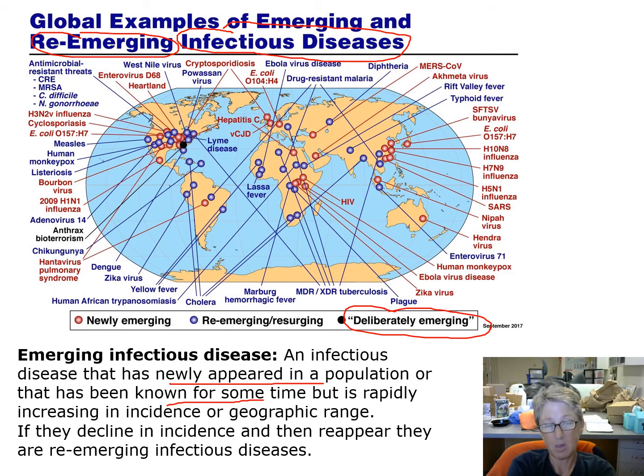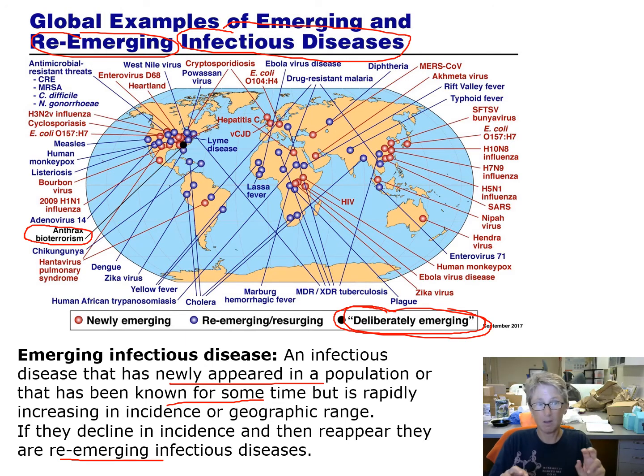So then if this disease that was emerging declined in incidence, so the number of new cases went down, and we all think we're safe, and then boom, comes back up, that would be a re-emerging infectious disease. And then this one is kind of interesting, deliberately emerging infectious disease. Come over here, anthrax and bioterrorism would be deliberately emerging infectious diseases. Oh, and this is from September 2017, so it doesn't have COVID. It doesn't have coronavirus on it.